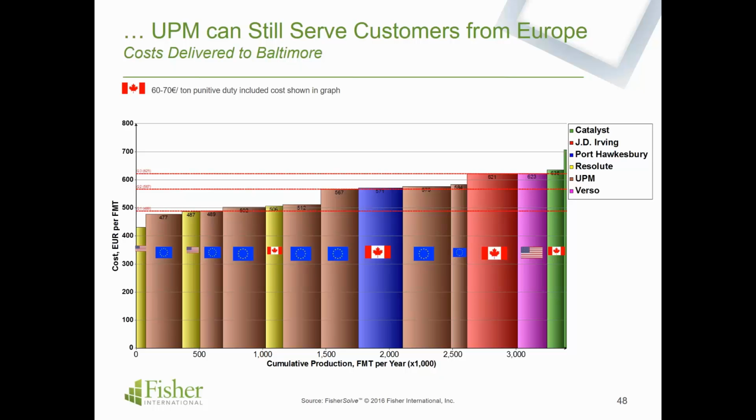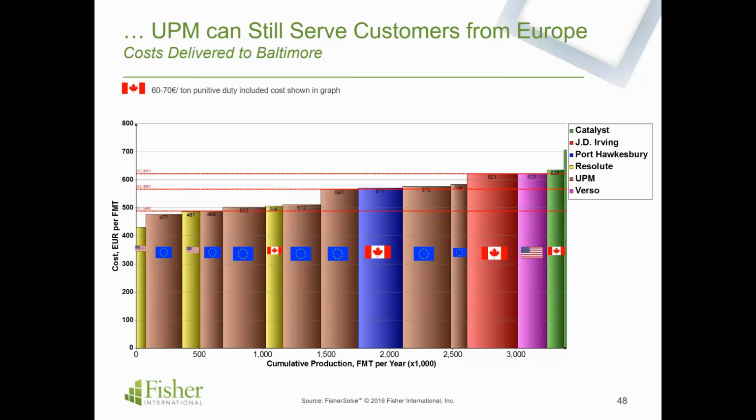And here is the cost benchmarking with delivery costs to Baltimore and these countervailing duties included in the Canadian producers' cost structure. And we can see that now the levels are pretty even between Canadian and US producers. So in this sense, countervailing duty is effective. Yeah, one thing about these duties is that the amount varies from company to company.